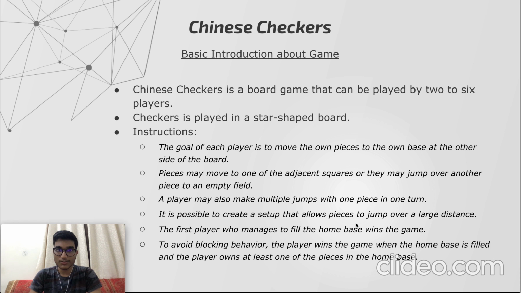To give a basic introduction, Chinese checkers is a star-shaped board game that can be played by 2 to 6 players. The rules are as follows. Initially, each player is given 6 pieces and a triangular base, and the goal of each player is to move all 6 pieces to the opposite side base, called the home base. Each piece may move to an adjacent square or jump over another piece to an empty field, and a player may also make multiple jumps with one piece in one turn. The first player who manages to fill the home base, that is the opposite side of his initial base, wins the game.